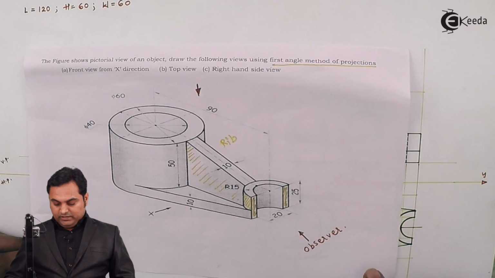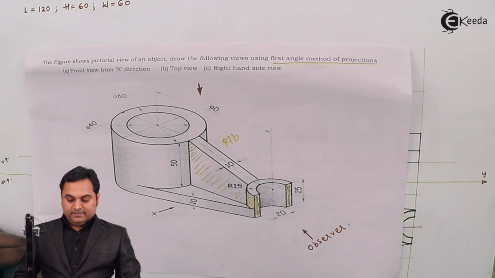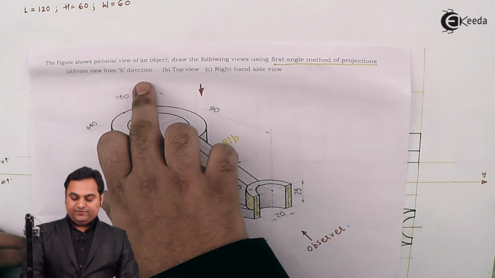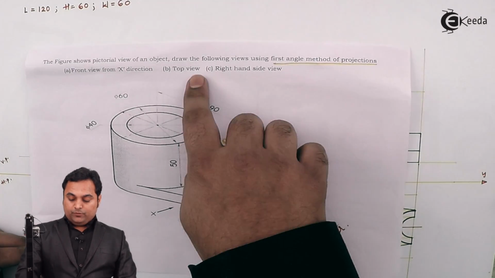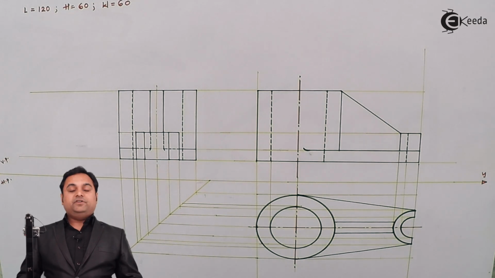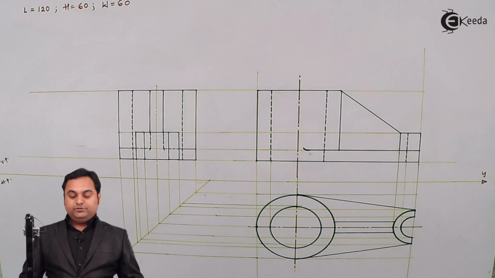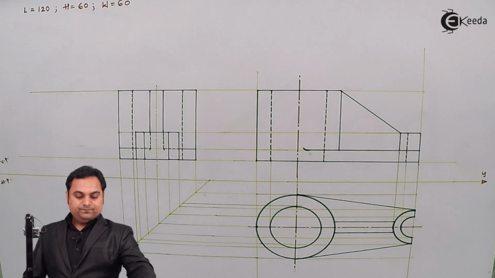So here we complete even the right hand side view, and as mentioned in the question, we had to draw the front view from the x direction, top view and right hand side view. All the views have been completed. Now after completing this, we need to give the dimensions over it. So just I'll give the dimensions.